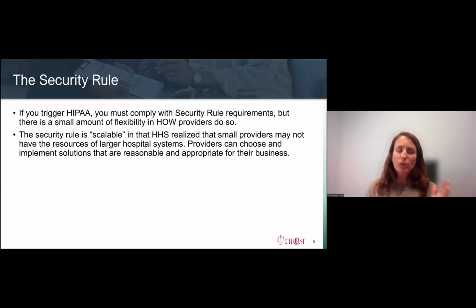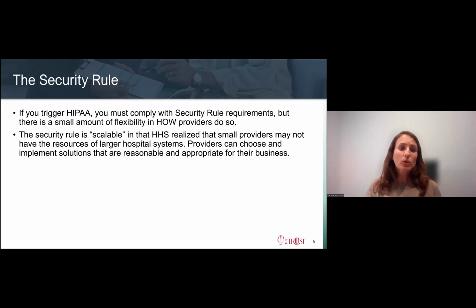But what we have found is that the most common transactions that most providers are going to be involved in are requesting or submitting bills to insurance companies. Or if you as a provider contact an insurance company to determine if a patient is eligible or has coverage, or to determine what amount of coverage. Those are things that are going to trigger that HIPAA barrier and say you now need to be compliant with HIPAA.